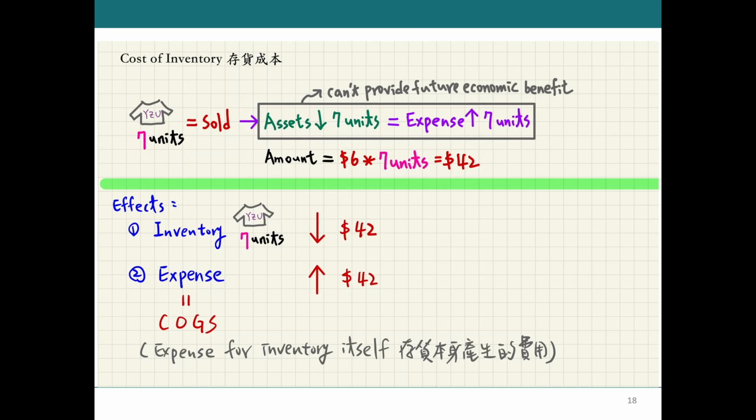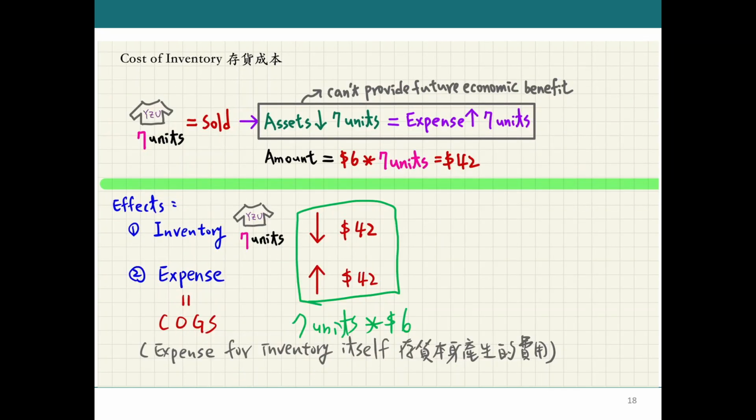Inventory decrease is my expenses. For your inventory, we call it cost of goods sold. How much? 7 units, each one $6. That's how we got 42, right? It's your 7 units times each one $6. Okay?